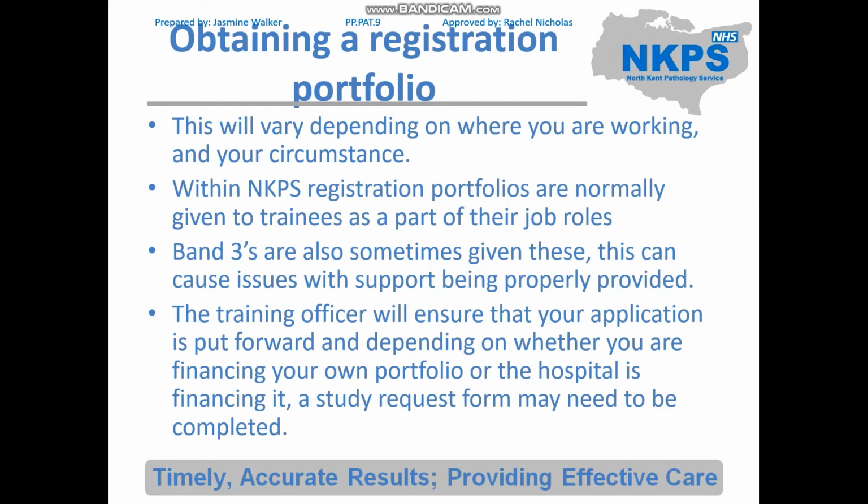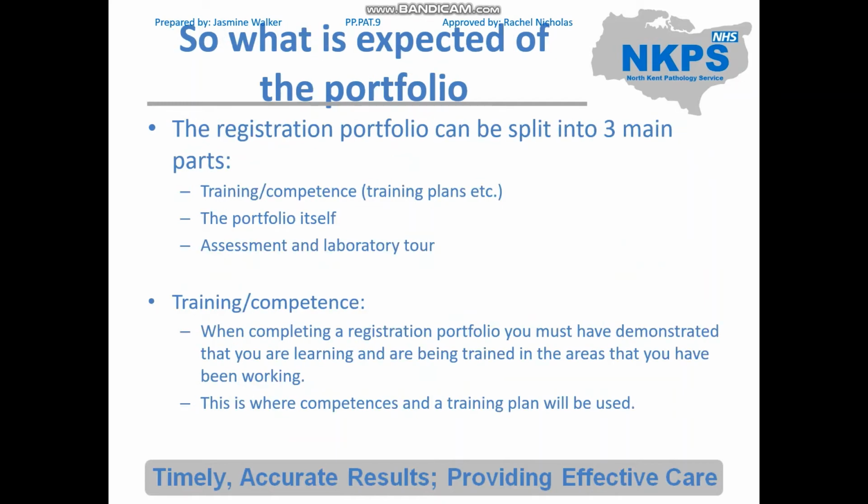So the training officer will ensure that your application is put forward, and depending on whether you are financing your own portfolio or the hospital is financing it, a study request form may be needed to be completed. I'm not going to spend forever going through these request forms. If it comes to a point where you need a portfolio or to go on a course or something that costs money, then obviously go and talk to the person who is putting you forward for that, and they can talk you through that form.